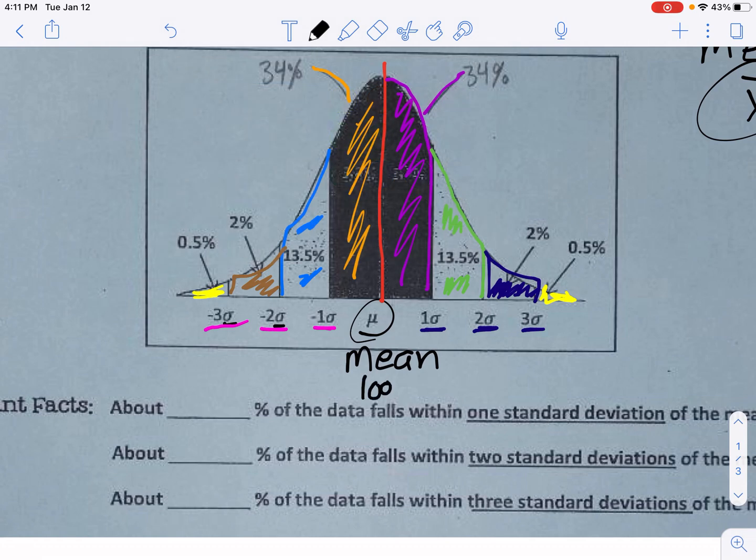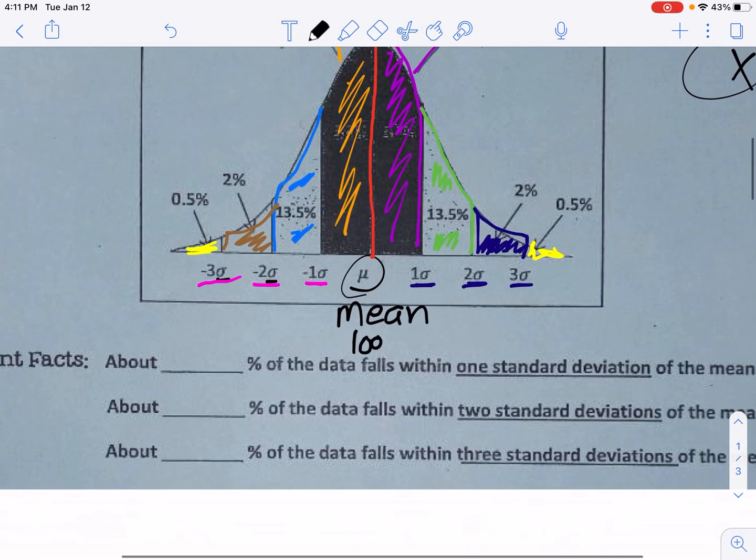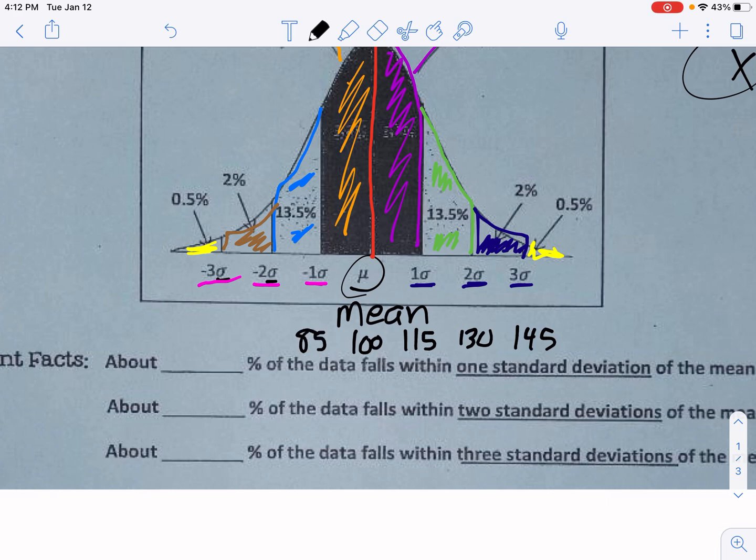And then 1 standard deviation away in the positive direction is 115. 2 standard deviations away would be 130. And then if we go 3 standard deviations, it'd be 145. Okay? So that would be in the positive direction. Then if we go in the negative direction and we're subtracting, of course, we'd end up with 85, 70, and then 55, okay?